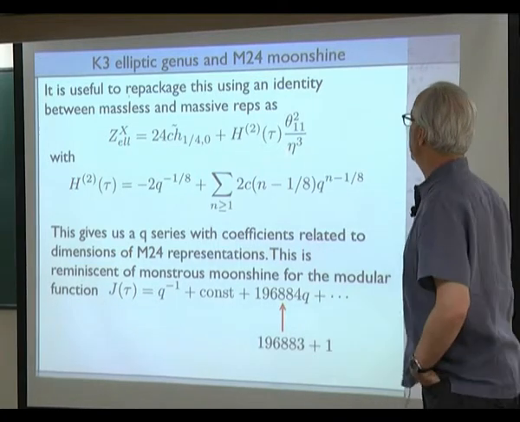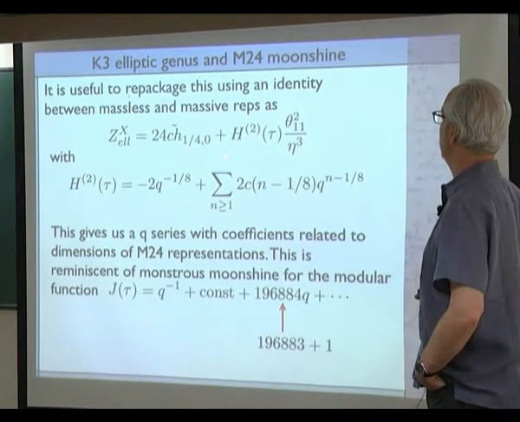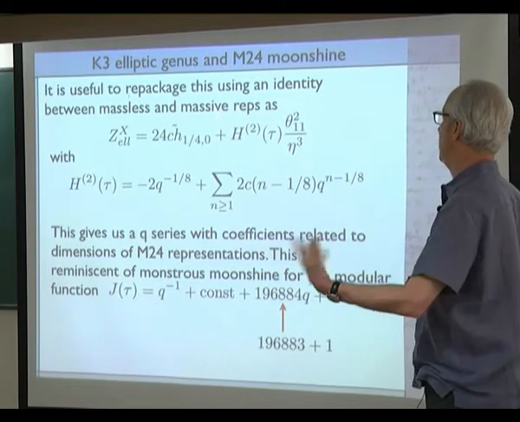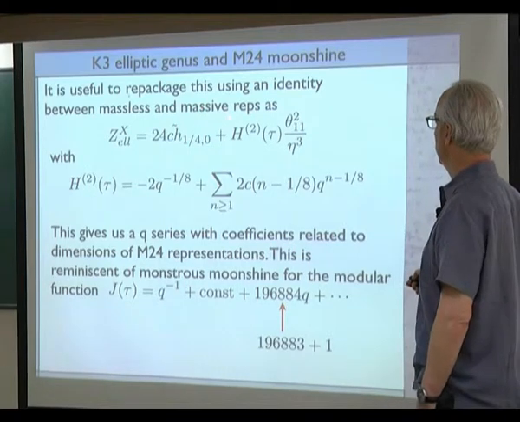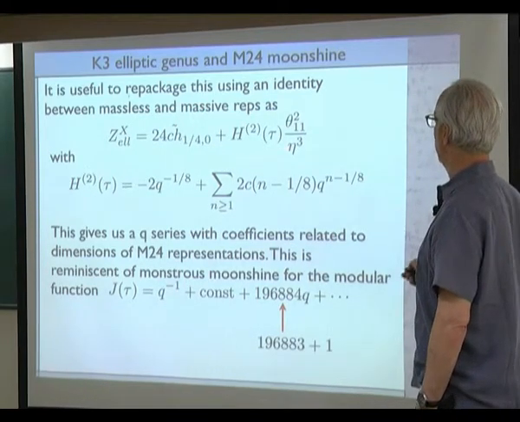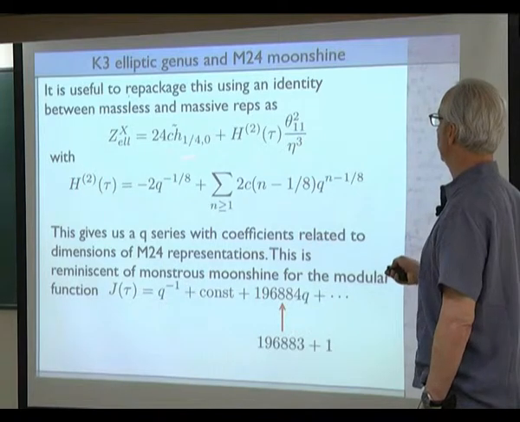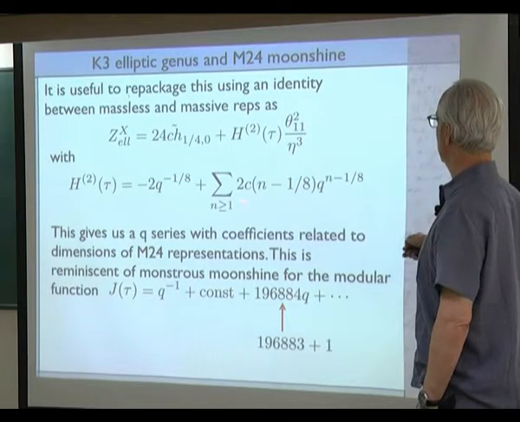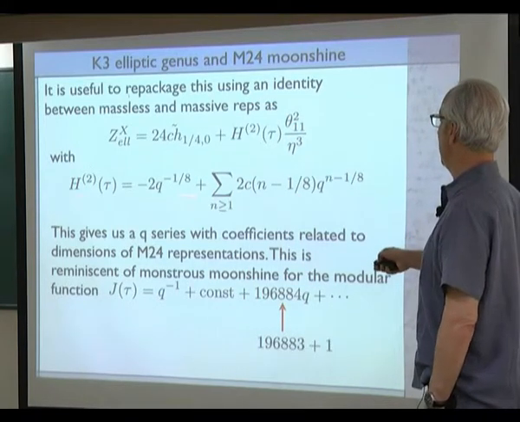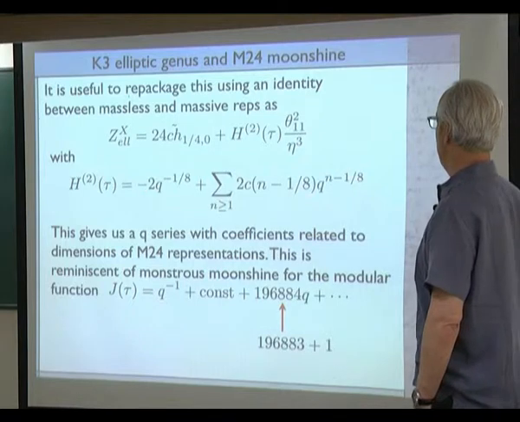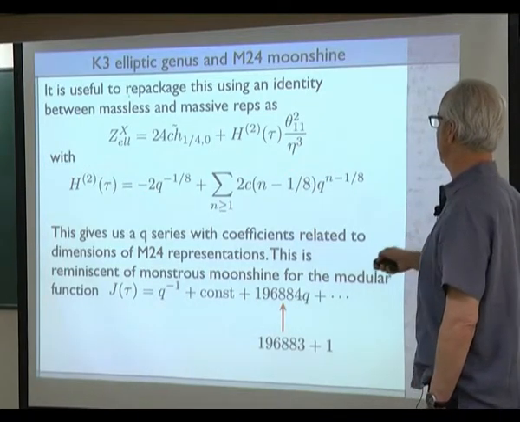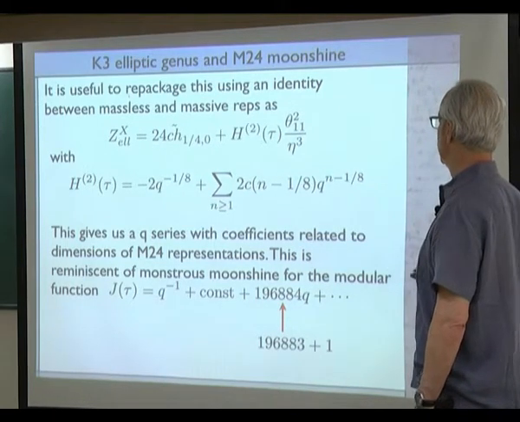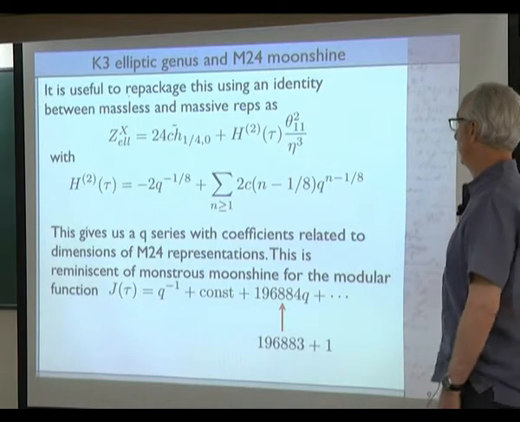So you can repackage the decomposition using a particular identity relating massless and the kind of limit of massive representations as h goes to a quarter. And when you repackage it that way, you can write the elliptic genus purely in terms of this massless character and then this massive character multiplied by a function of tau, which I call H2 of tau. And this object is a mock modular form of weight 1/2, which Samir wrote down for you in a different form yesterday.